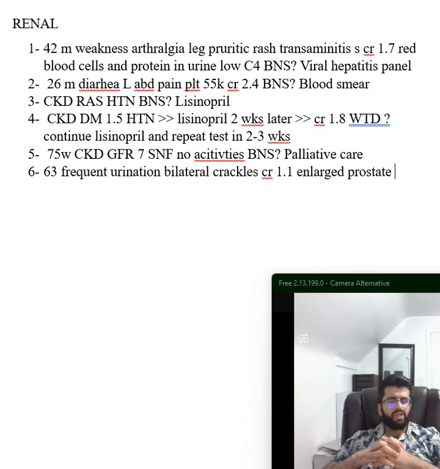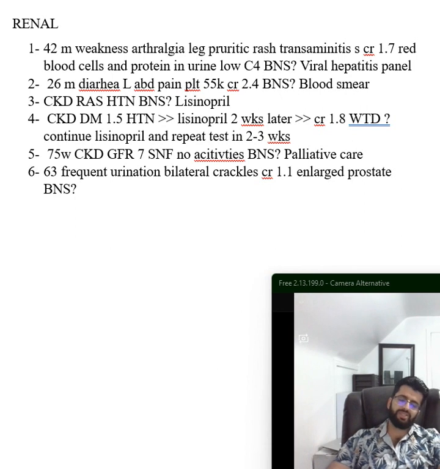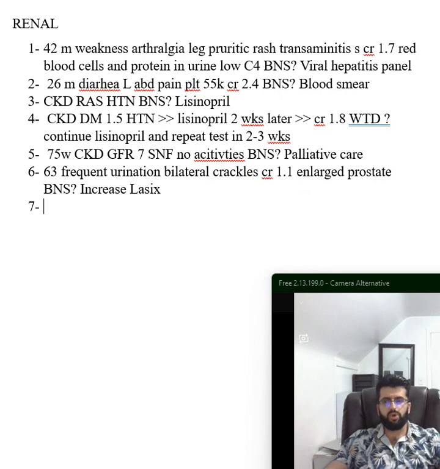So the question is, what do you do? Do you treat the prostate with doxazosin or tamsulosin, or do you increase the Lasix dose? That's what they want to know. Which one do you need to treat more, the prostate or the heart? The heart obviously needs more care and treatment, so you increase the Lasix dose. Actually, you need to get rid of more fluid in this patient.